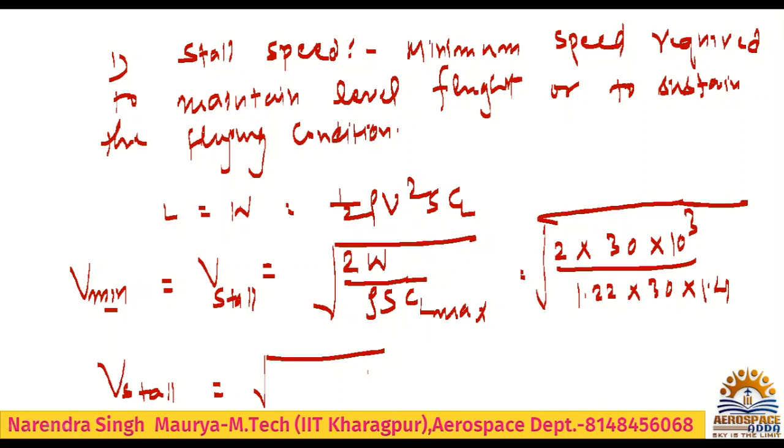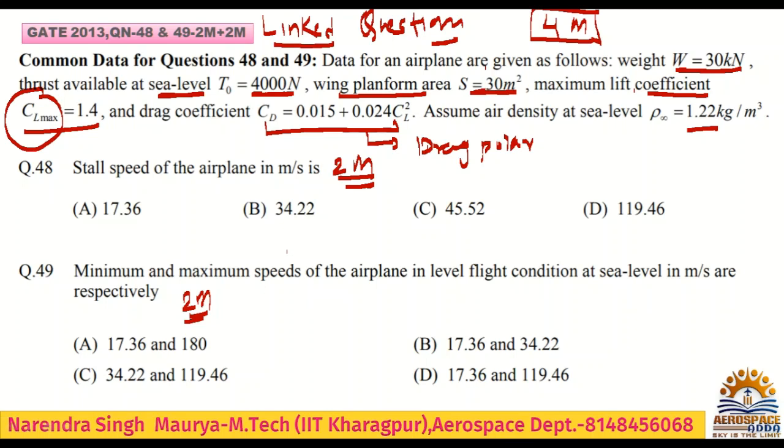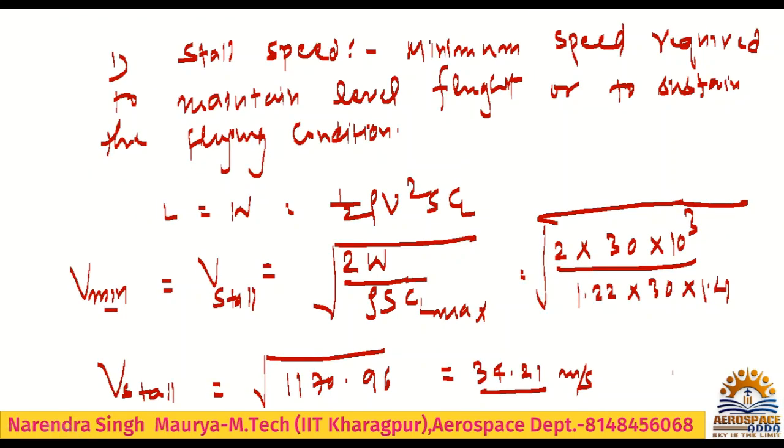117.1170. It is 1170.96 approximate this. If you take the root of it, you may get 34.21. This is the meter per second. Check option, stall speed. This is option B. Option B is the correct answer.